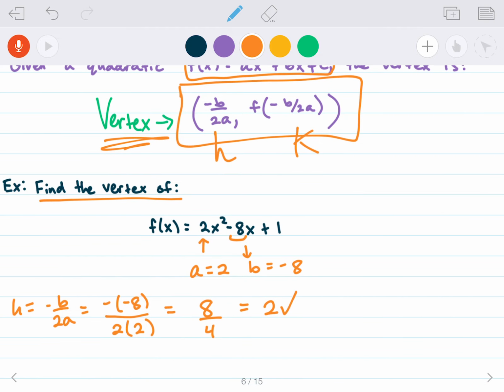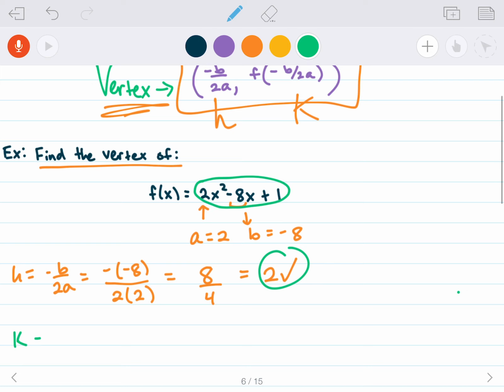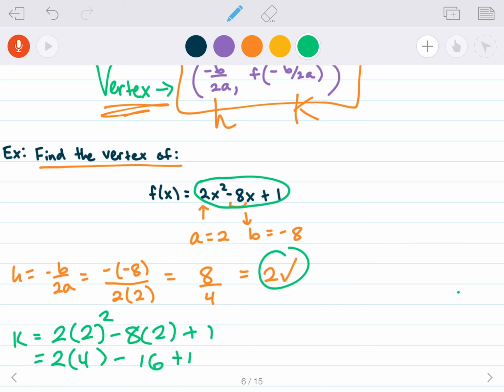Now to find k, what f of negative b over 2a means, well, we just found negative b over 2a. That's 2. All we have to do is plug what we got into our function. So k is going to be 2 times 2 squared minus 8 times 2 plus 1. I'm just evaluating the function at 2 to figure out what k is. So I'm evaluating the function at h. So this is going to give me 2 times 4 minus 16 plus 1.